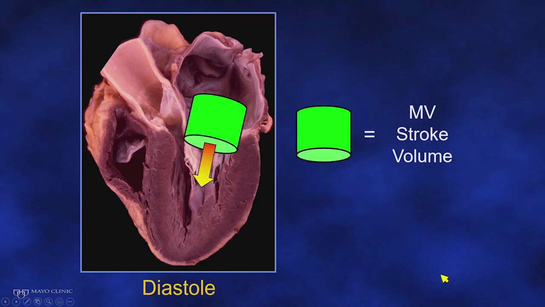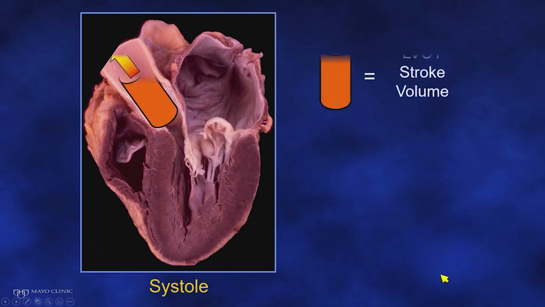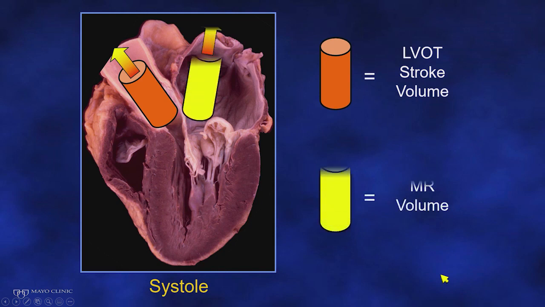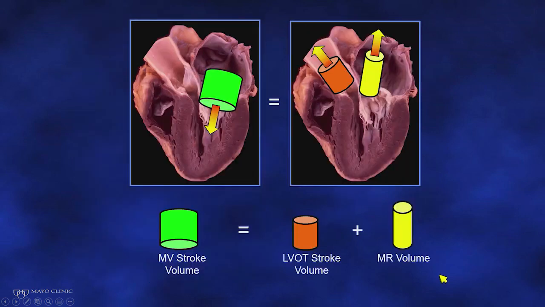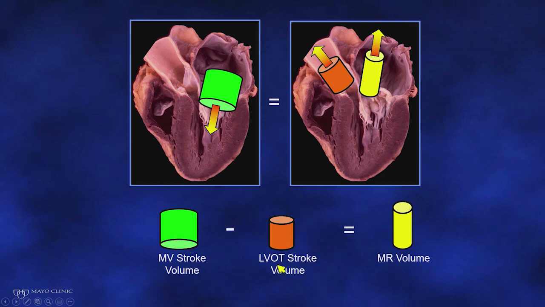So if we know how much blood goes from the left atrium into the mitral valve, into the left ventricle, that's the mitral valve stroke volume, and we know what goes out the left ventricle, the left ventricular stroke volume, the difference must be the mitral regurgitation volume. So here we have the calculation of the mitral valve stroke volume, the calculation of the LV outflow stroke volume, and these parameters must add up and be equal. And if we just shuffle the equation, if we subtract the LV outflow tract stroke volume from the mitral valve stroke volume, we'll get our mitral regurgitation volume.